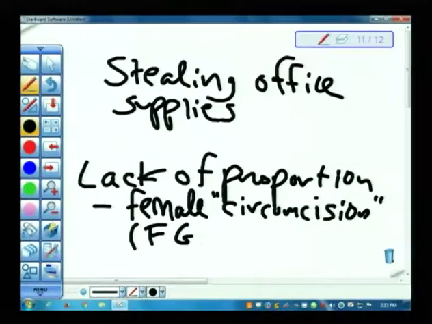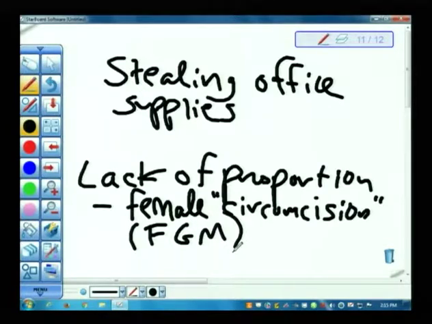Lack of proportion. Lack of proportion is a kind of bad argument by analogy where you compare something to something else, and you try to present the two cases as similar when they're vastly out of proportion. So this case of female circumcision comes up. I put it in quotes there. The preferred term is FGM, female genital mutilation, where they cut off part or all of the clitoris, and remove and sew up the vaginal lips, and it's a pretty nasty procedure.